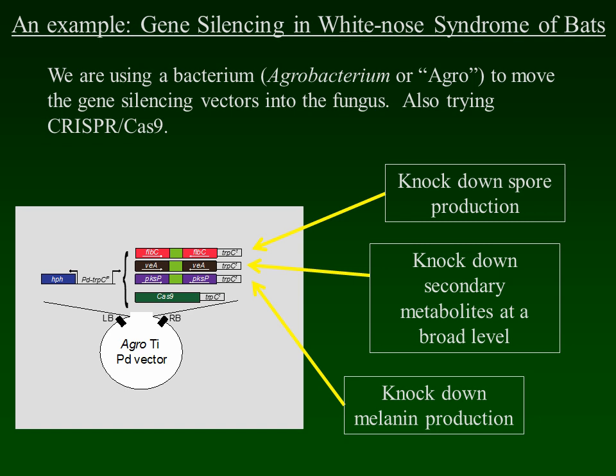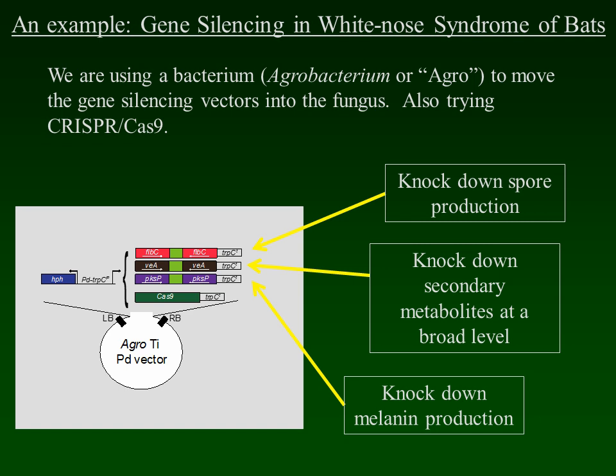We use a vector which is a plasmid, and it's put within a bacterium called Agrobacterium, sometimes just referred to as Agro. This is a beautiful bacterium that's good at moving DNA around, originally isolated from plants, but it also works with fungi. We use it to move gene silencing vectors into the fungus. We're also trying CRISPR-type approaches. So far, we've come up with 4 constructs that we've been moving into the fungus.